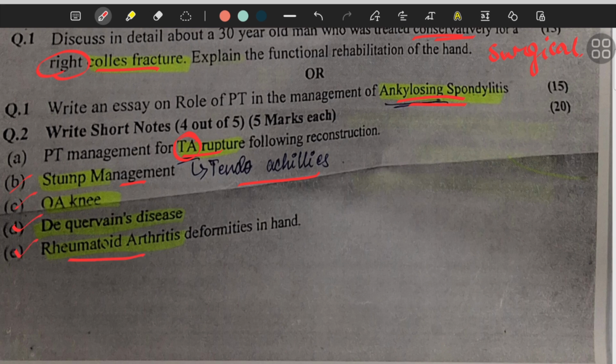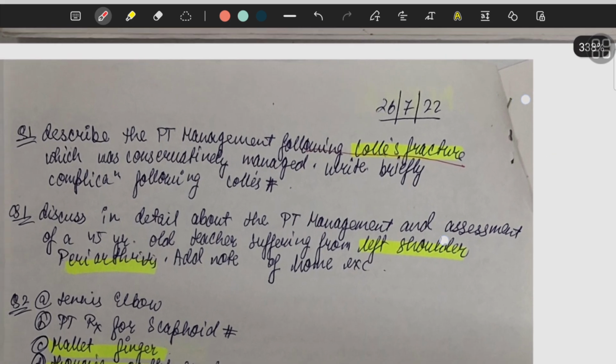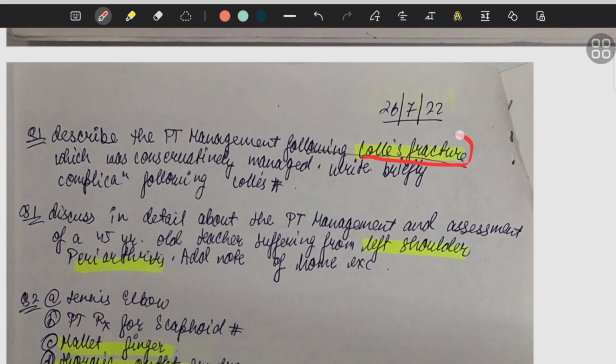As RA is an important topic, you do have to read each and everything. Over here for the 5 marks they have just asked for the deformities in the hand. So do remember, in RA deformities in the foot and hand are very common, so you have to remember what the deformities are. Then again over here you can see in the second question paper they have asked for the Colles fracture, and again they have mentioned conservative management and to write the complications.